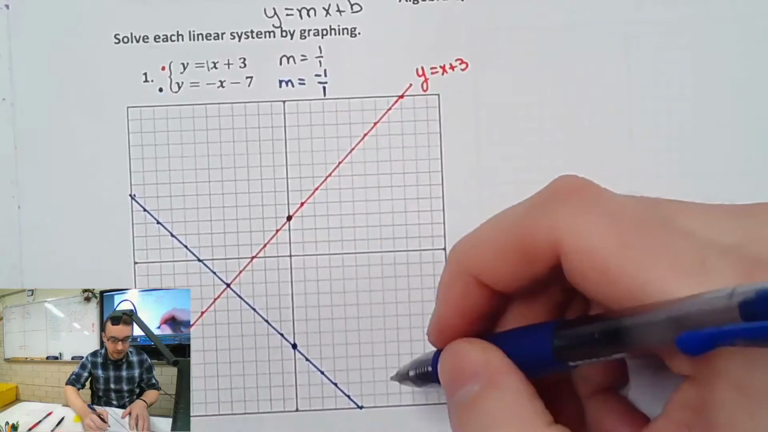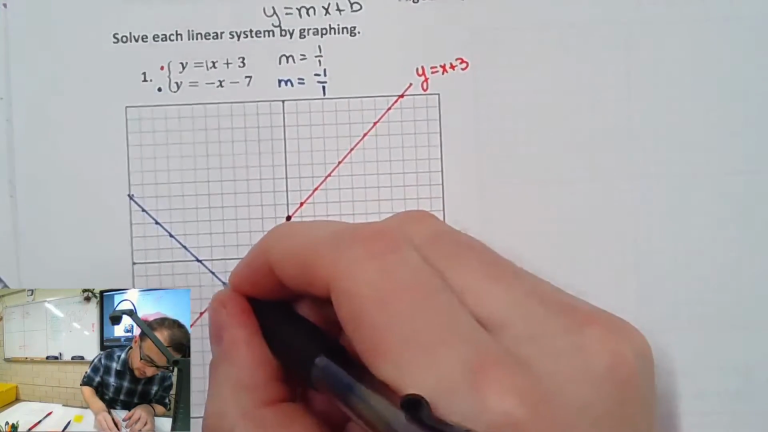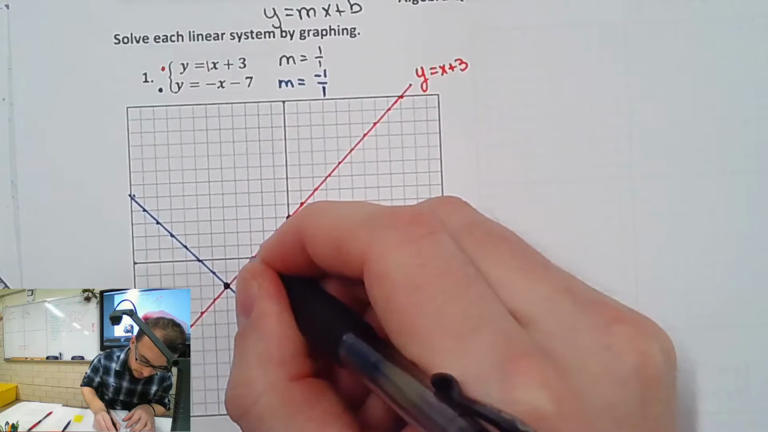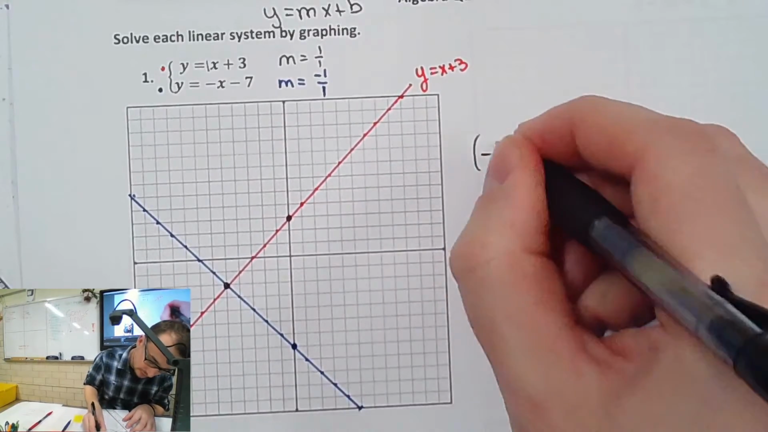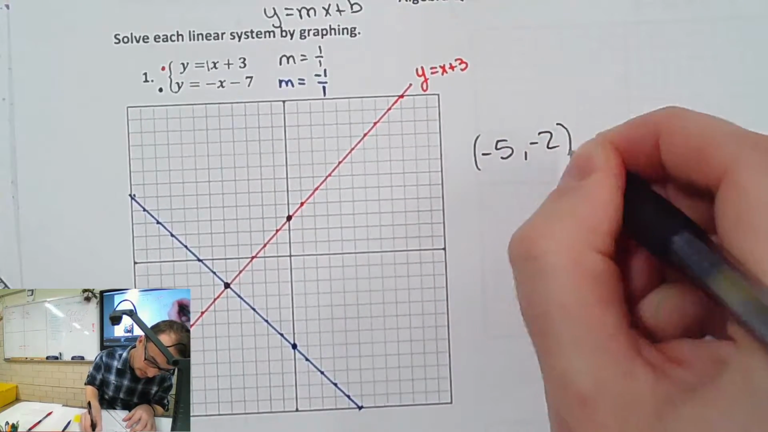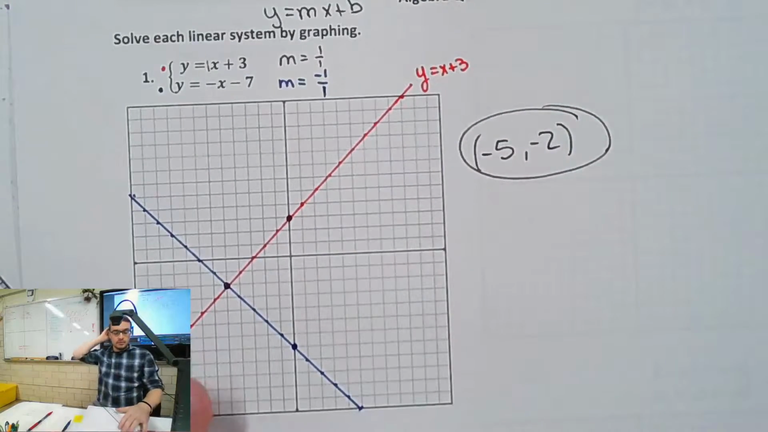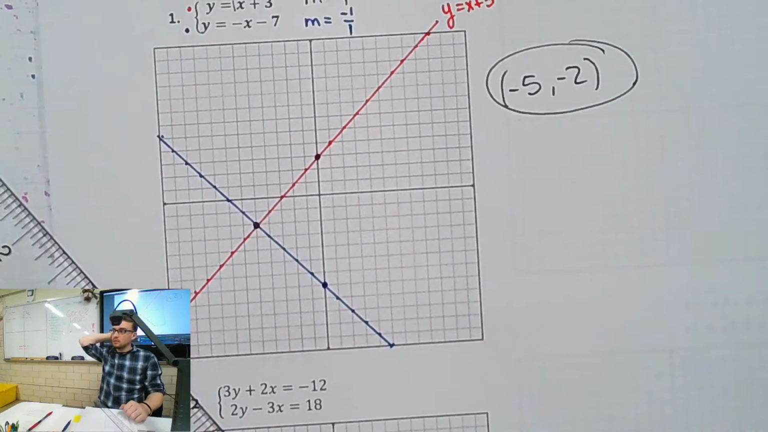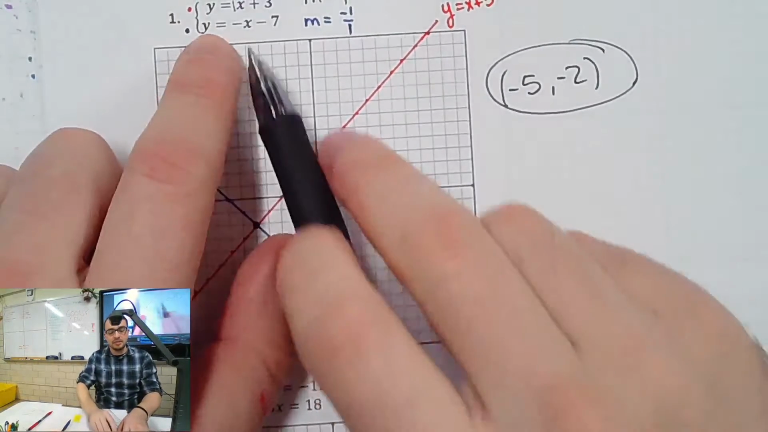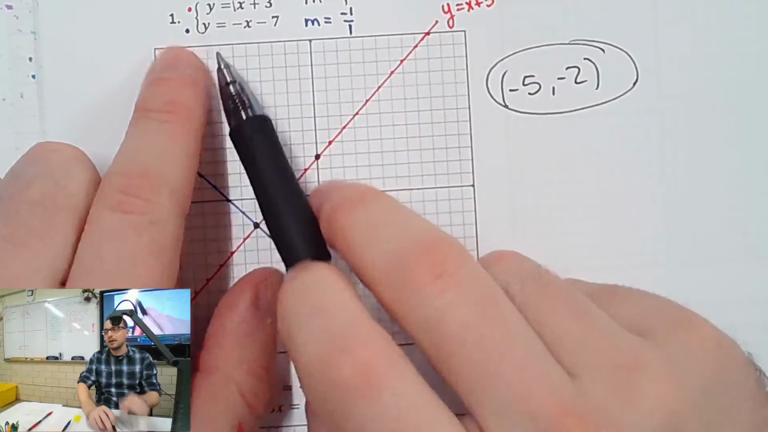So they do intersect. And it looks like the point of intersection is at negative 1, 2, 3, 4, 5 to the left. Negative 2. Cool. That's where they intersect. That's the solution. And you can check that because if you plug in negative 5 to either equation, both equations pop out negative 2 for y.